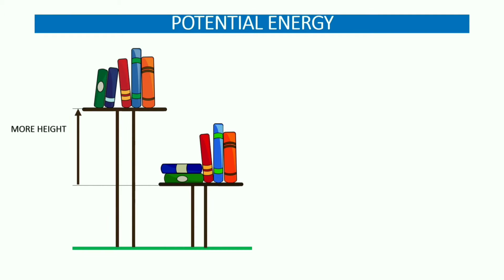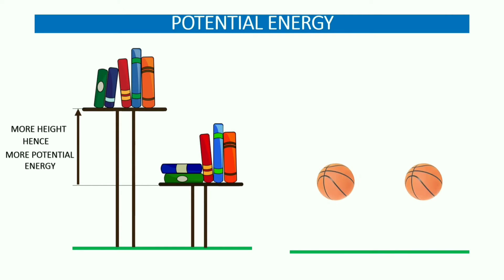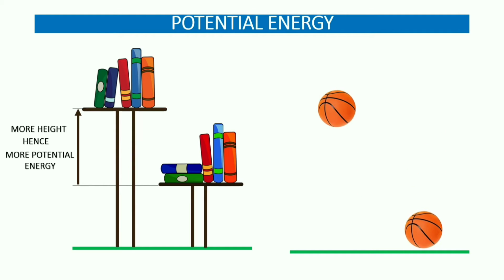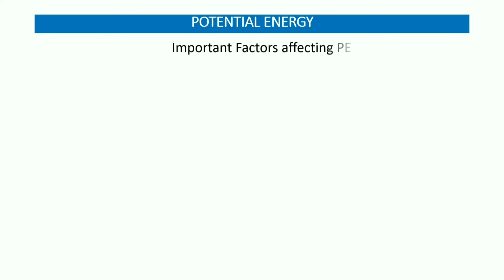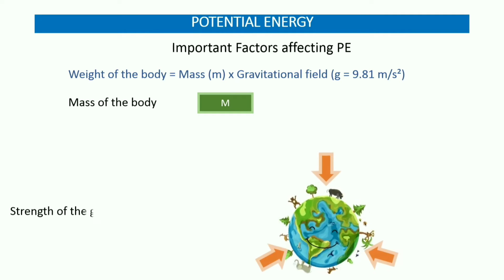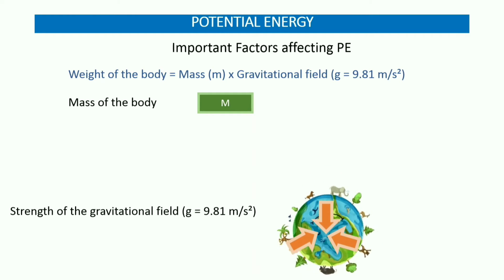For example, a body raised to some height above the ground level possesses potential energy because it can do some work by falling on Earth's surface. Potential energy is always determined based on the position of a body. The important factors that affect potential energy are the weight of the body, that is, mass of the body times strength of the gravitational field, and its height.